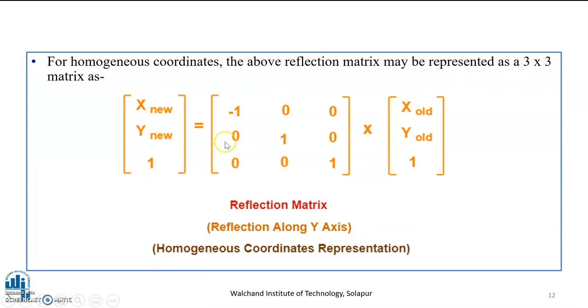X new, y new, 1 = [-1 0 0; 0 1 0; 0 0 1] times x old, y old, 1. So this represents the reflection matrix along the y-axis using the homogeneous coordinates representation. I hope you have understood the two-dimensional reflection along the x-axis and y-axis and its representation using a 2 by 2 matrix equation and a 3 by 3 homogeneous coordinate representation.